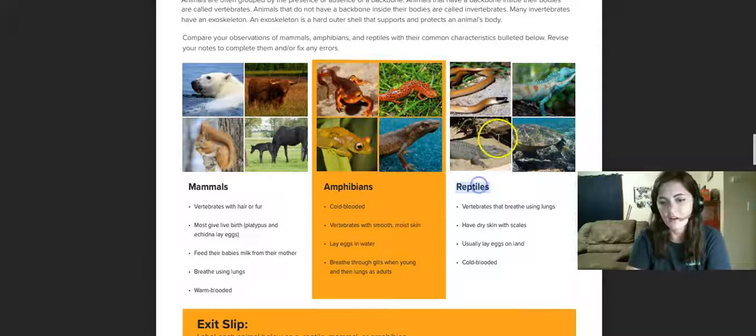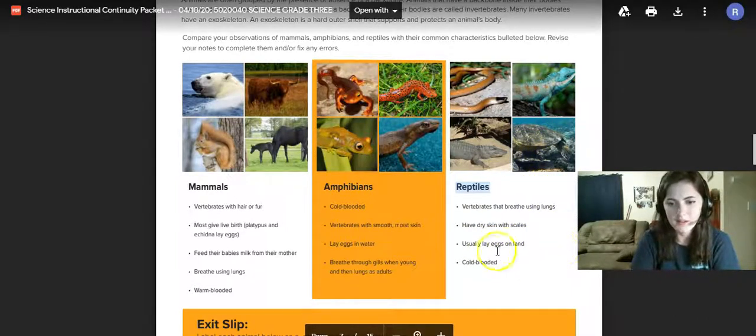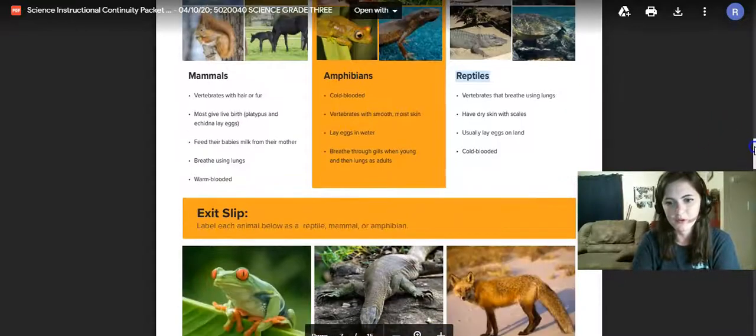Now these are reptiles, and that's what Oscar the lizard is. He's a vertebrate that breathes using lungs. He always had lungs, he never had gills. They have dry skin with scales, so remember when we touched Oscar, he was very bumpy. They usually lay eggs on land. There are a few reptiles that will lay their eggs in the water, but not many. And they are cold-blooded, meaning they have to get that heat from the sun or a heat lamp or something else. They can't keep their body temperature warm by themselves.